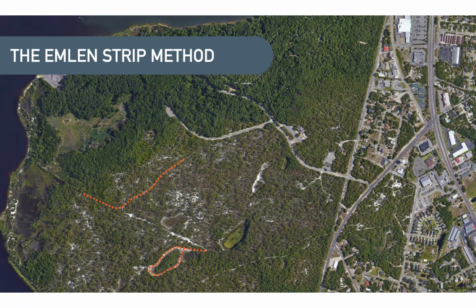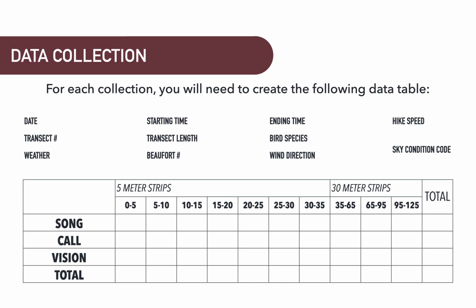Since you are looking for birds on both sides, you don't want your transect to loop or bend too much. This will result in you recording duplicate data or the same bird several times. You want your transect to be as straight as possible, given trail limitations. For data collection, you will need to create a table like this for each collection. Be sure to record all necessary information about your transect accurately.